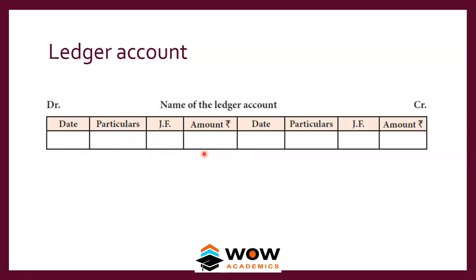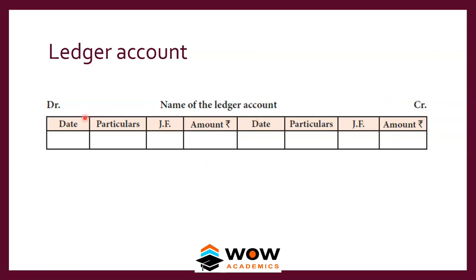So this is a ledger format. You have to put a debit on the left side and credit on the right side. The name of the ledger account. We divide the ledger into half like this. So this part is the debit part and this part is the credit part.